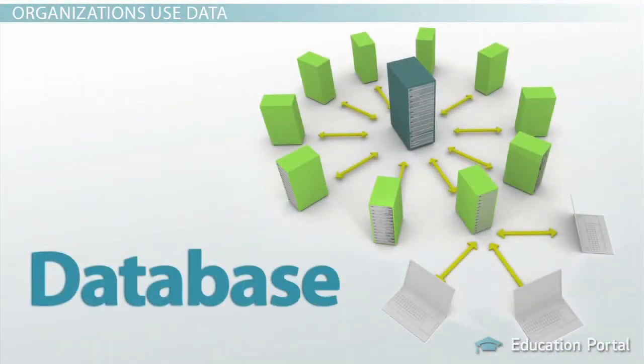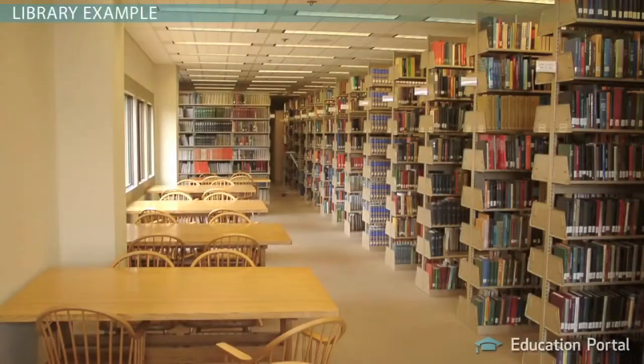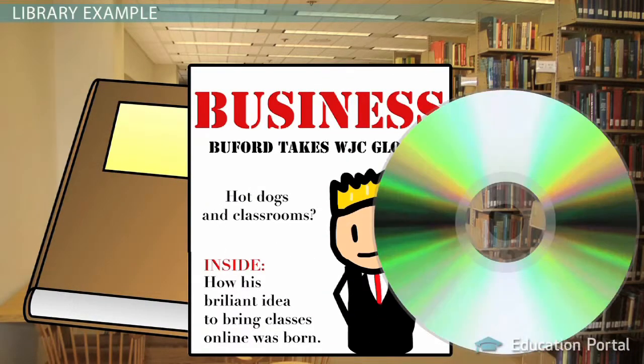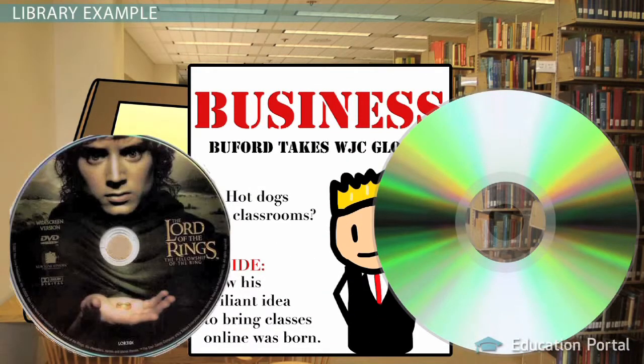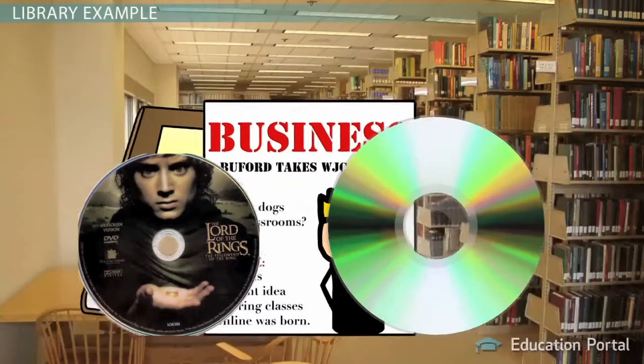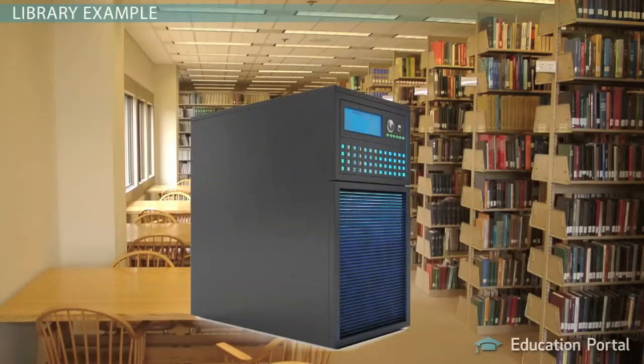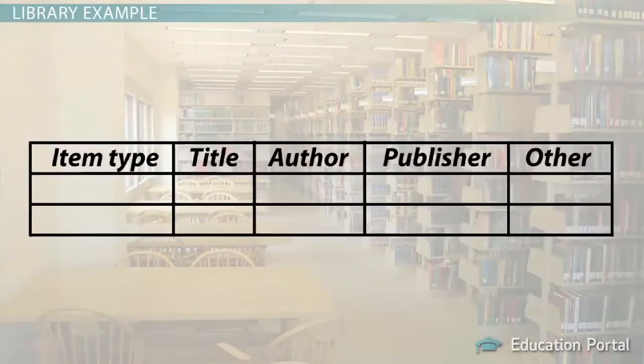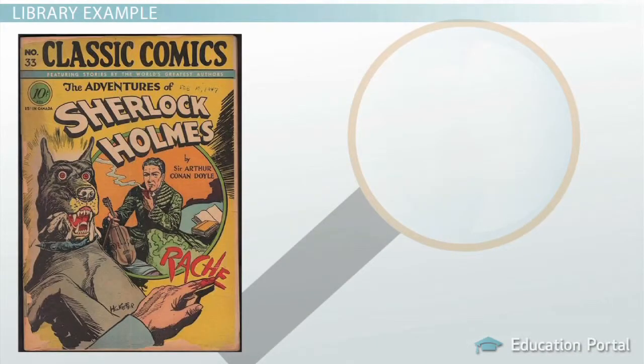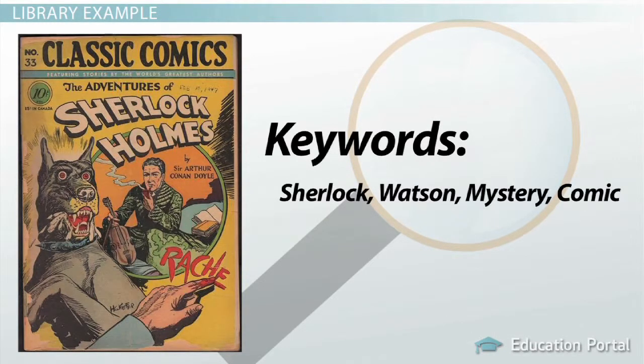Let's consider an example of how databases are used. Think of a public library. A library contains books, magazines, CDs, DVDs, and other materials. All these materials need to be cataloged, so we know what is available in the library. For each item, the catalog would describe things like the type of item, the title, the authors, the publishers, and other relevant details. The catalog also needs to be searchable, so the librarian typically assigns some keywords to each item. The library catalog is a type of database.